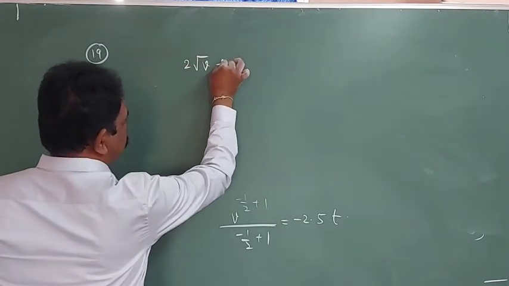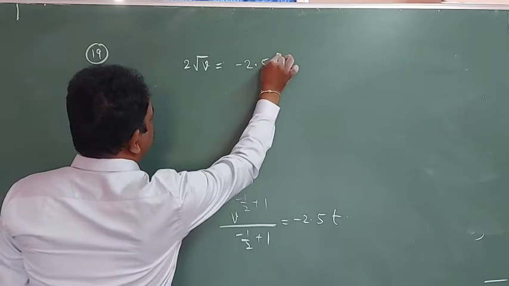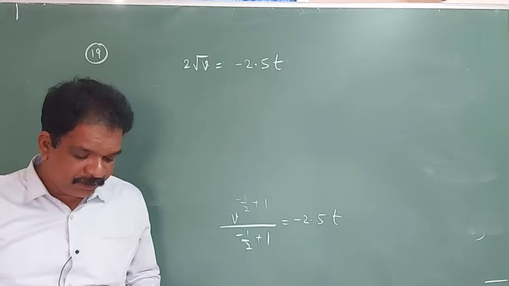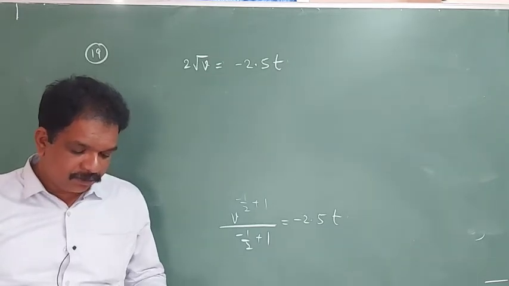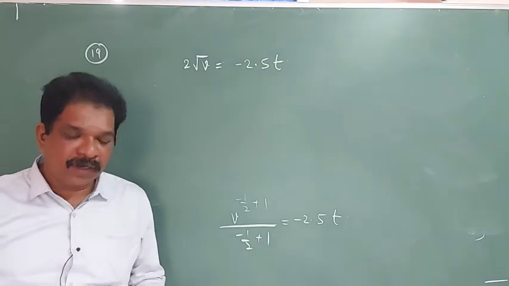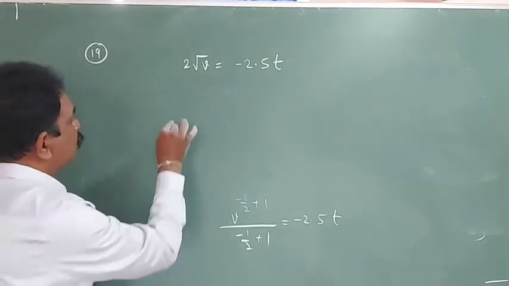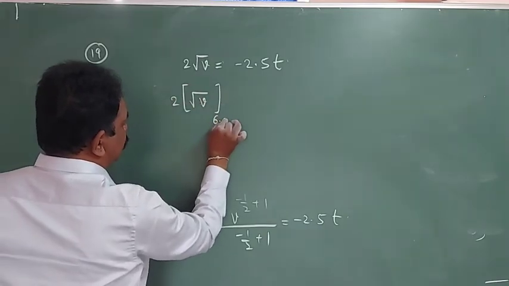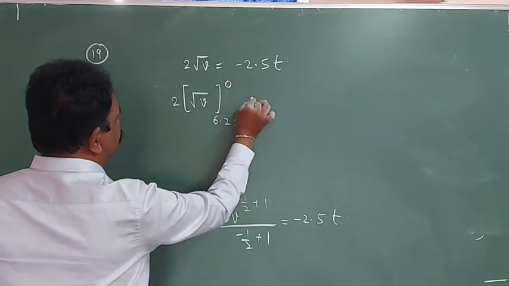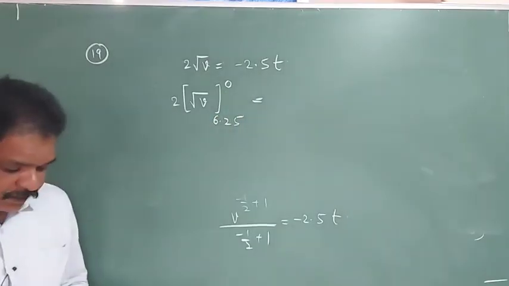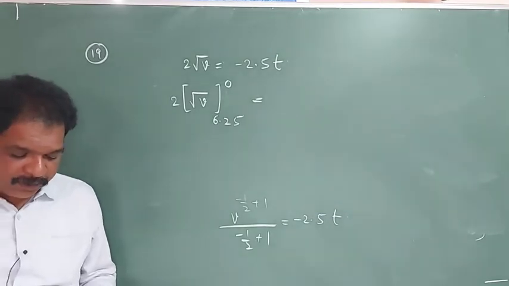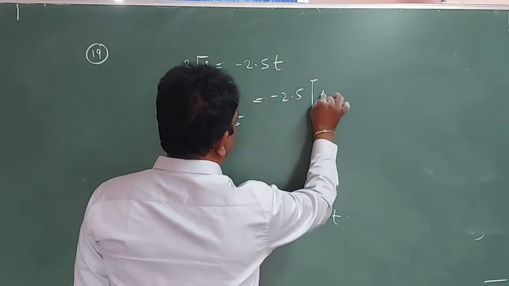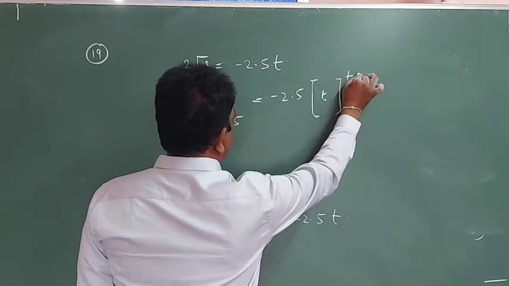2 root v is equal to minus 2.5 t. If we substitute the limits, velocity becomes 0, starting velocity 6.25 seconds. So 2 into root v, this is starting velocity 6.25, final velocity 0. Then time value minus 2.5 t, this is 0, this is t.